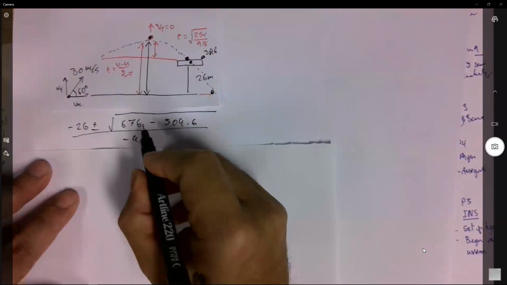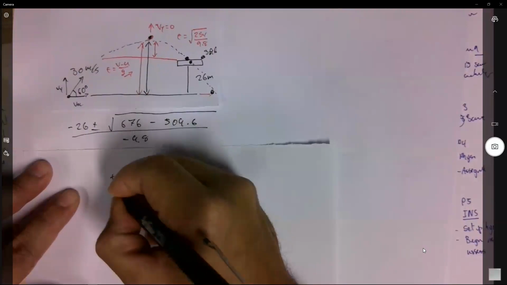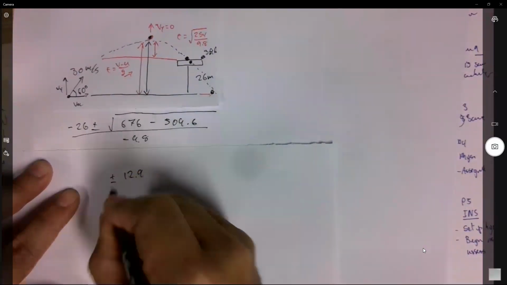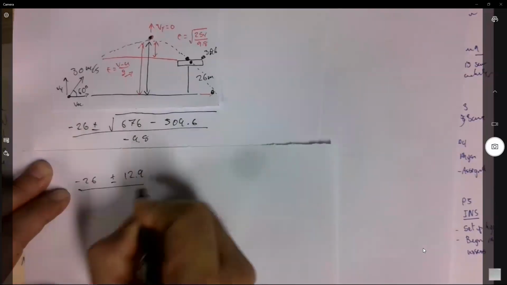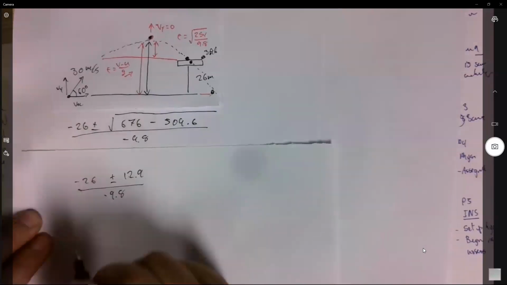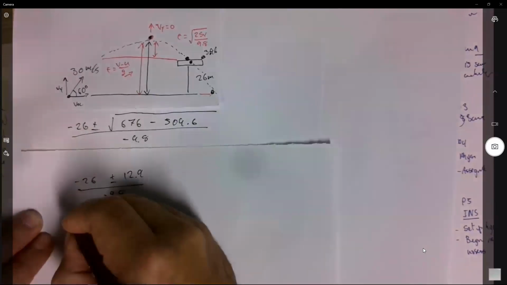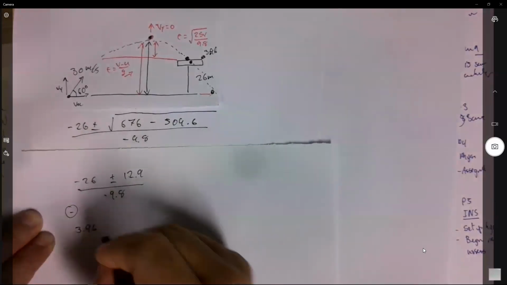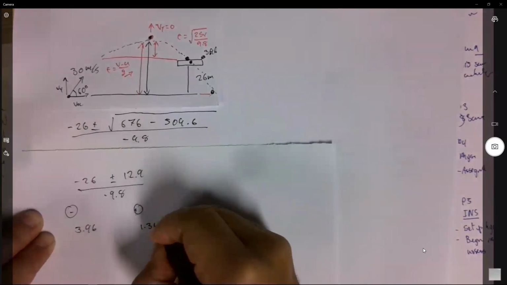The square root of this difference is going to give you 12.9 plus or minus 26 divided by 9.8. It's going to give you two results. Where you use the negative one, you're going to get 3.96. And when you use the plus, you're going to get 1.34.